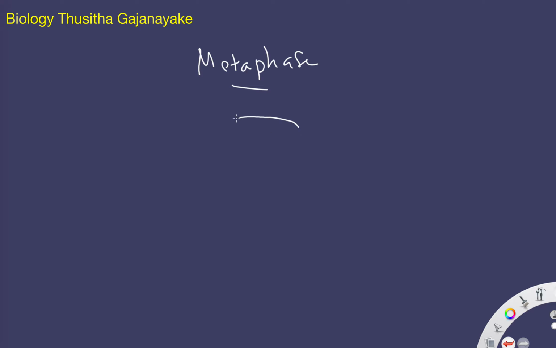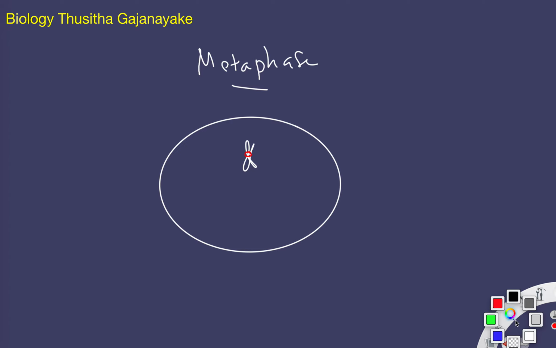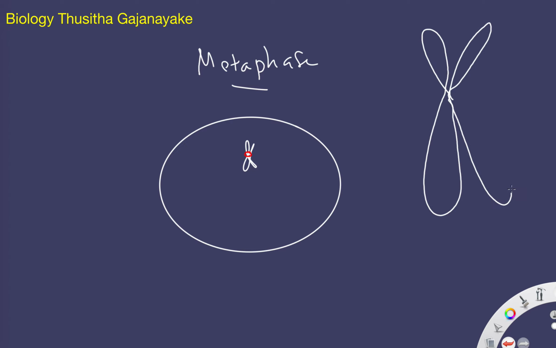Now in metaphase we do not see the nucleus, the nuclear envelope. Instead we can see chromosomes like this. Now this chromosome, the middle region here, it's called... I'm sorry, it's a centromere. So I will show it again here. That's a chromosome. Here is the centromere.